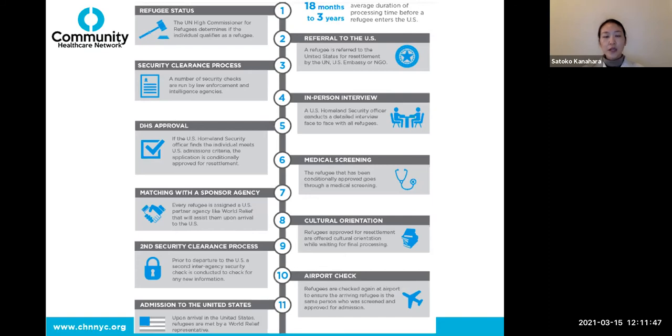It includes getting approved by the UN. They have to have multiple interviews and approvals. So there's a lot of different steps that the people have to go through in the middle of turmoil and moving between different places. And once they go through all the hoops, they are allowed to come into the United States and resettle as a refugee.